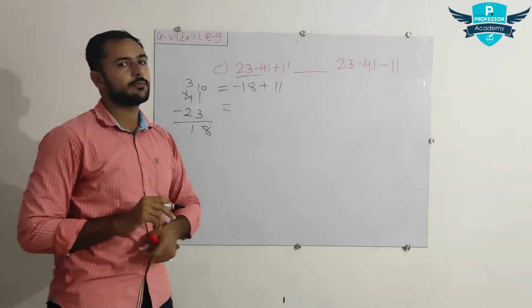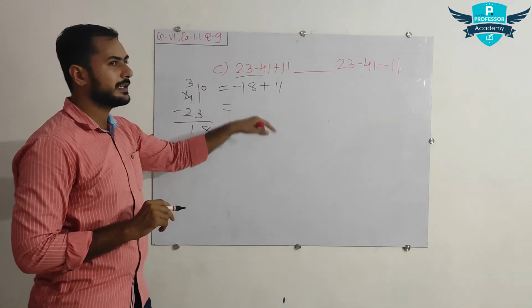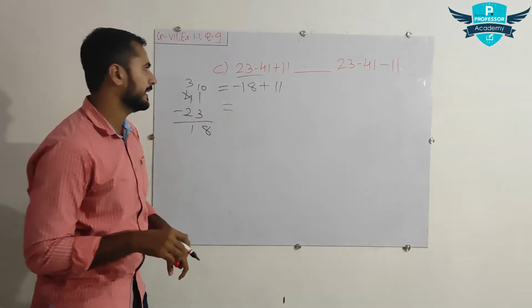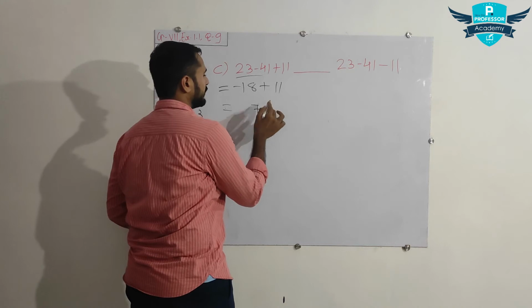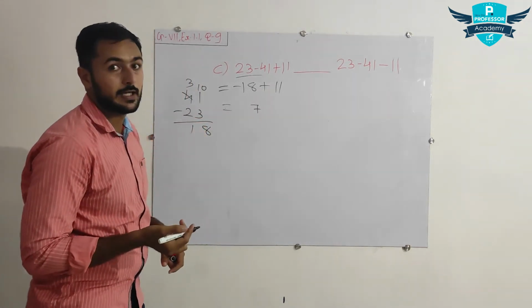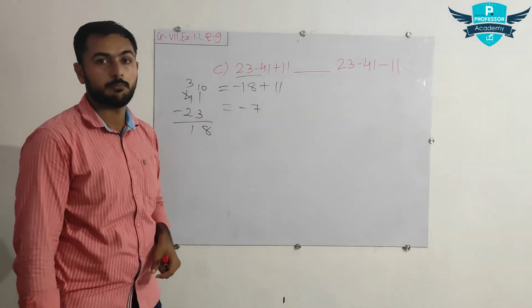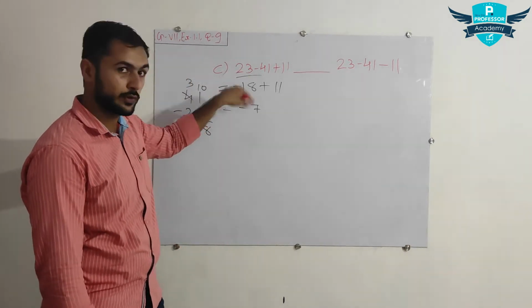Now, the next step, what will we do? Again, plus minus minus means we will do subtraction. 18 minus 11, that is 8 minus 1 is 7 and 1 minus 1 is 0, so that's 7. And the sign is of the bigger number, 18. So negative. Minus 7 is our answer for this portion.